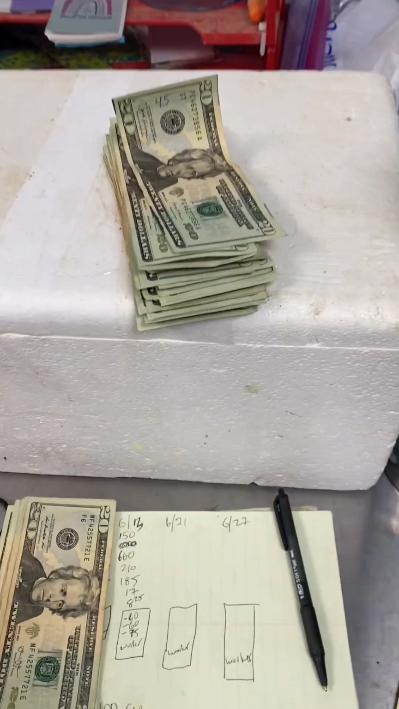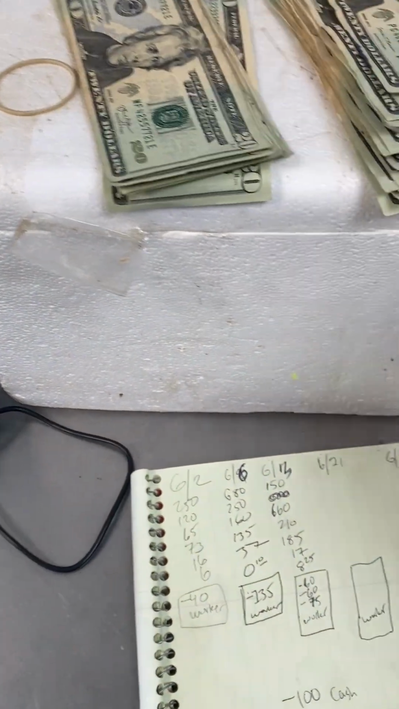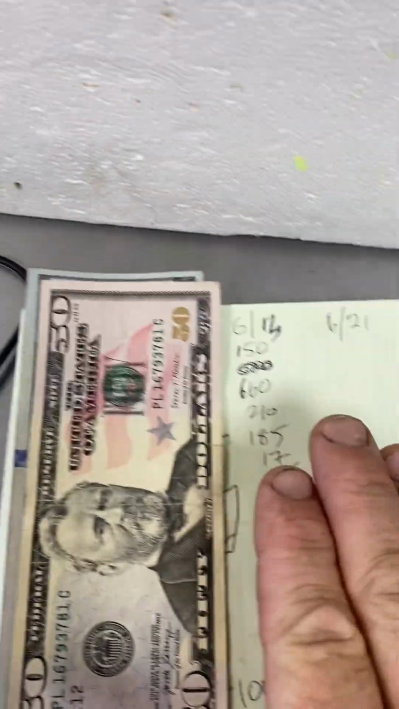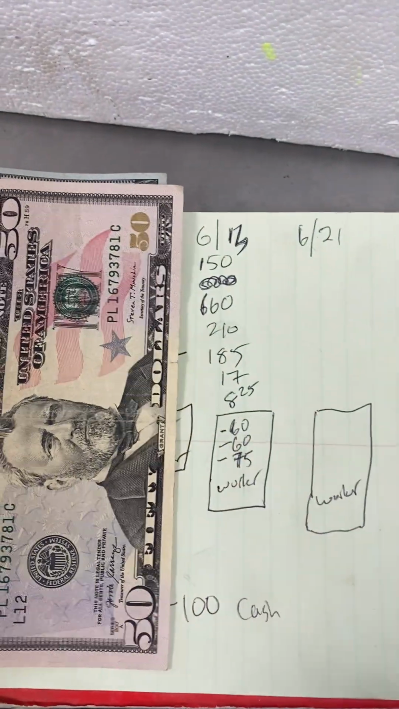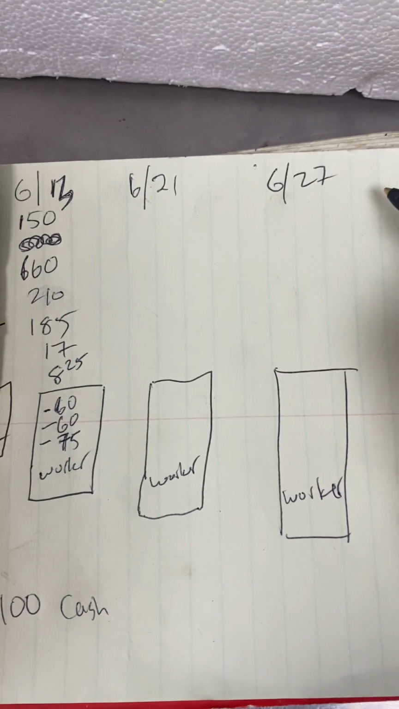All right, here I am back again. Got a count going here. So counted the 20s, got the 150 here. So I started recording on this sheet of paper here, 6/13. I went ahead and wrote out the dates, 6/21 and 6/27.